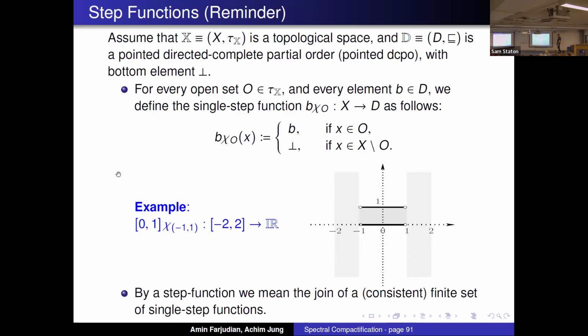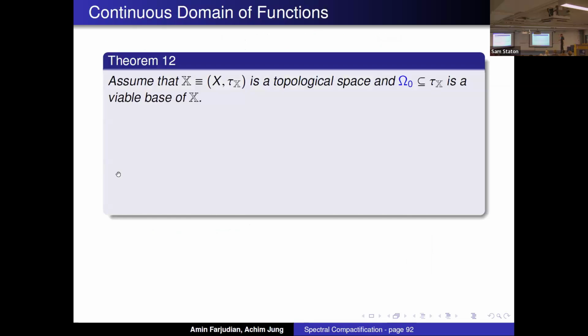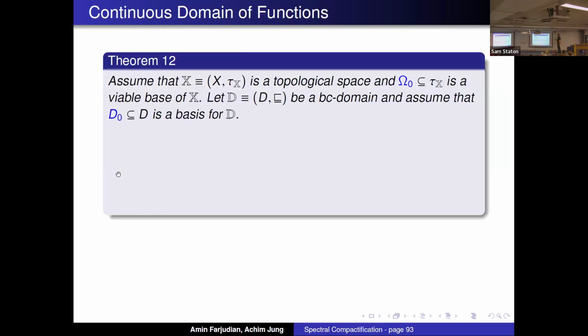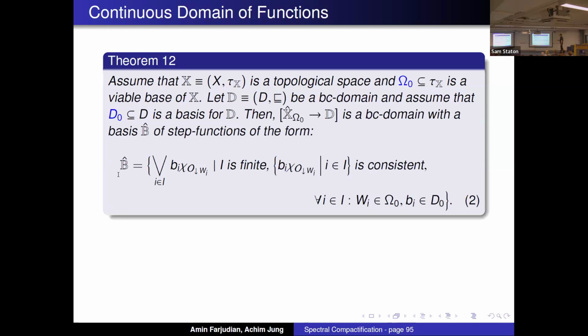Put finitely many of these together and you will get a step function. So a step function is finitely many single step functions, or the join of them. The point is that if you start with a topological space and a countable base Ω₀, and you have a BC domain and a basis D₀, these two can give you a description of a basis for the function space, where you take the join of finitely many single step functions, making sure that these are consistent. The important point is that they're parameterized by elements coming from Ω₀ and D₀.